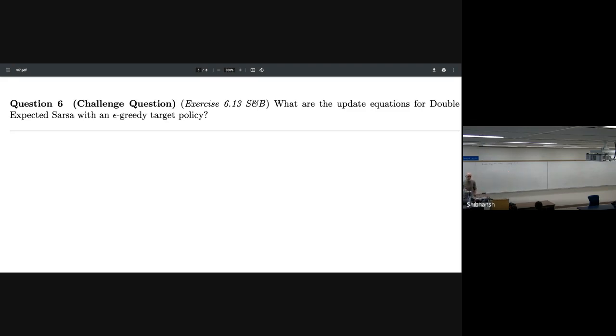So to solve this problem, we have to know a few things. We discussed double Q learning, the idea of double learning. The next thing to know is expected SARSA and how it updates things. And we have discussed this. And I just write down what the update equations are going to be for expected SARSA.